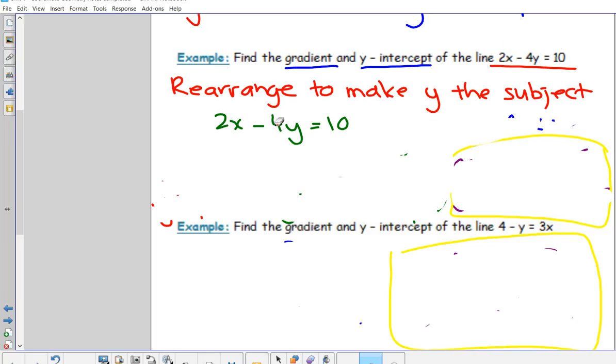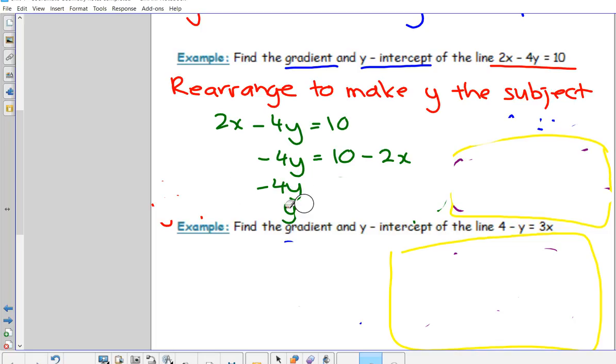What am I going to do next? We want to get y by itself, so maybe we want to subtract 2x from both sides. In subtracting 2x from both sides, we'd have negative 4y on this side, and then subtracting 2x from the right-hand side would just be 10 minus 2x. We don't know what x is, so we just have to leave it as 10 minus 2x. Then, to get y by itself, we need to divide both sides by negative 4.